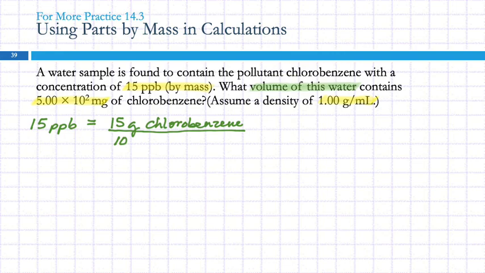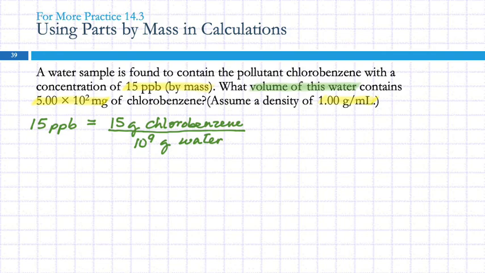That's 10 to the 9. There's no room for the 10 in there. 10 to the 9 grams of water. So that's what parts per billion means.